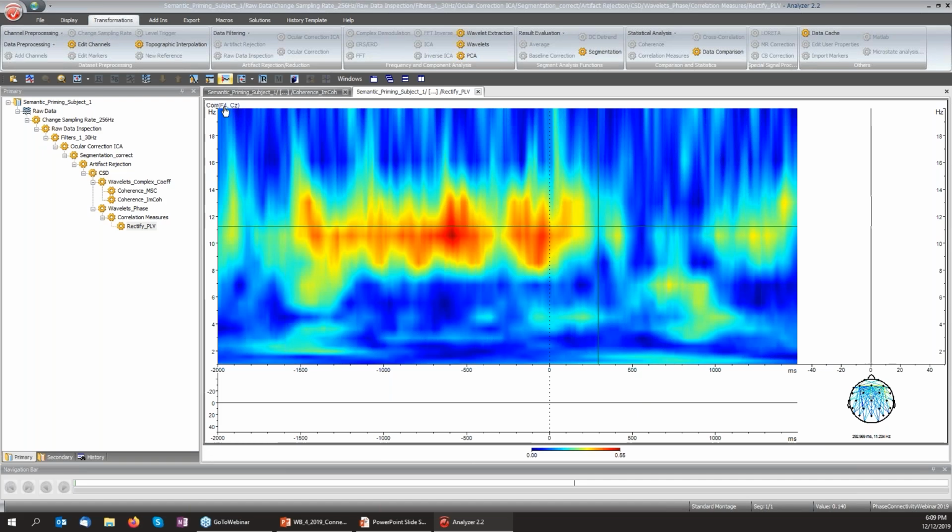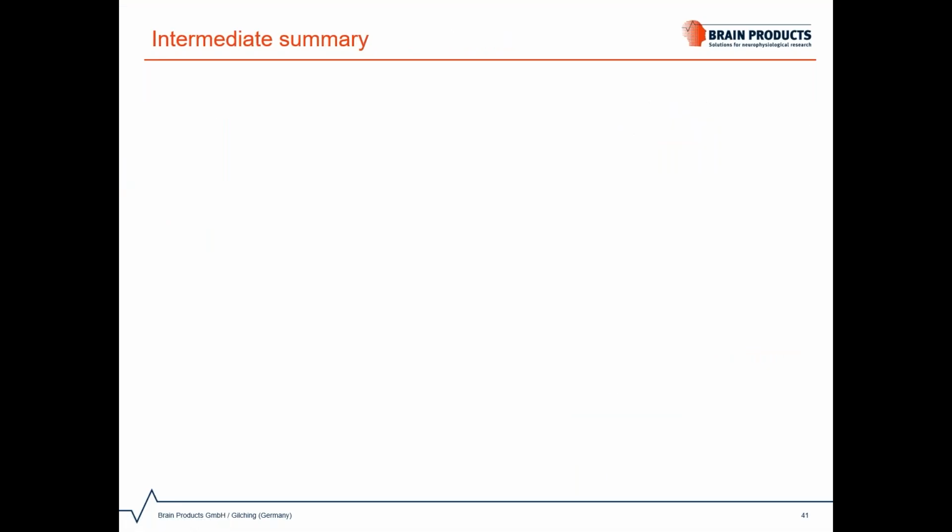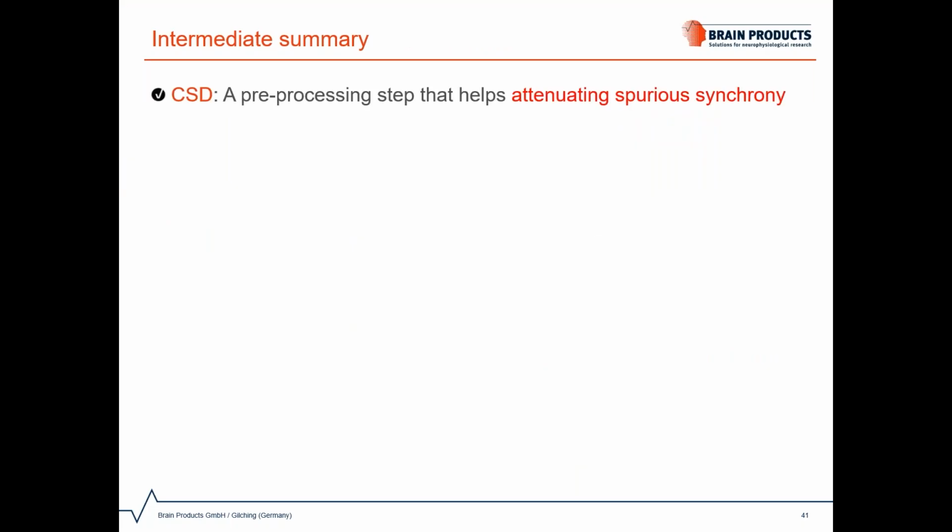Okay, so with this, I covered also the last connectivity method that I wanted to introduce. And let me go back to the slides for one more intermediate summary. So we learned about the current source density and that it attenuates the effect of volume conduction and also produces reference-free data. Both effects help to reduce spurious synchrony from the data. The CSD is a good first step in the connectivity analysis, but it should also be used with caution, as it can attenuate synchrony between sources that are of interest.